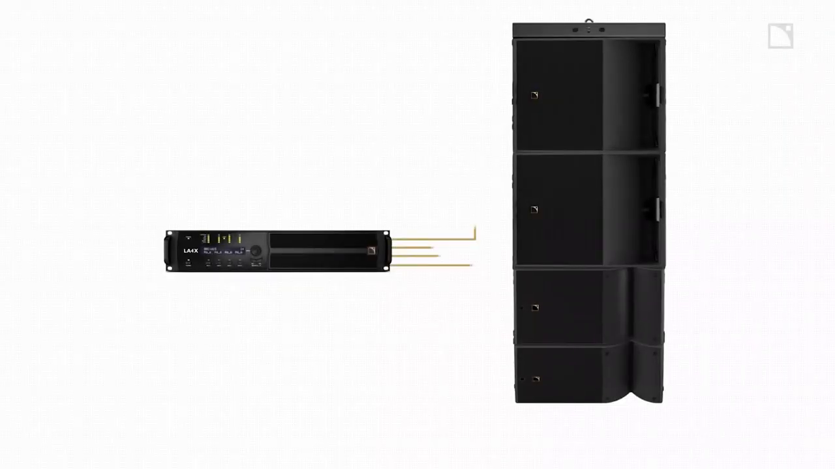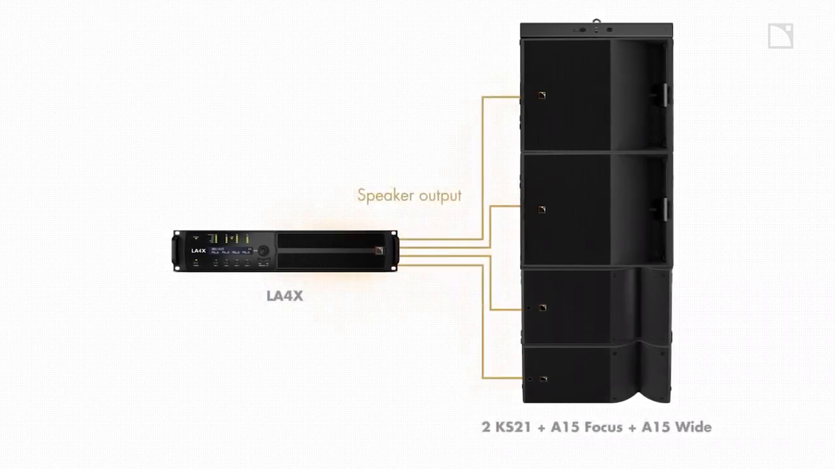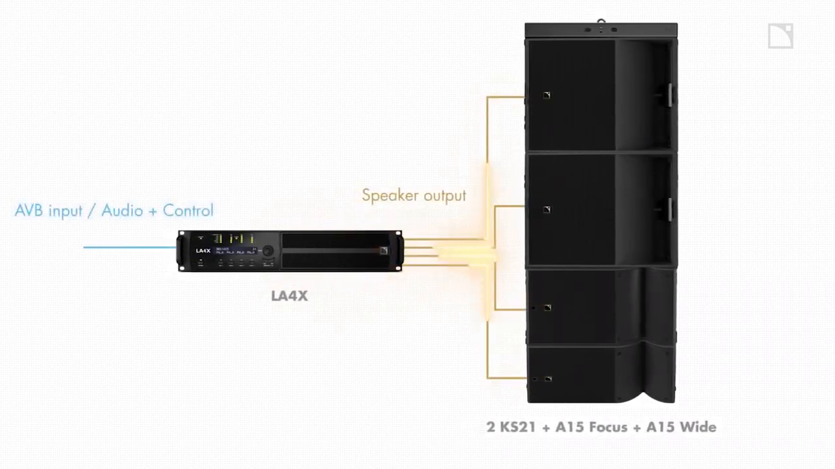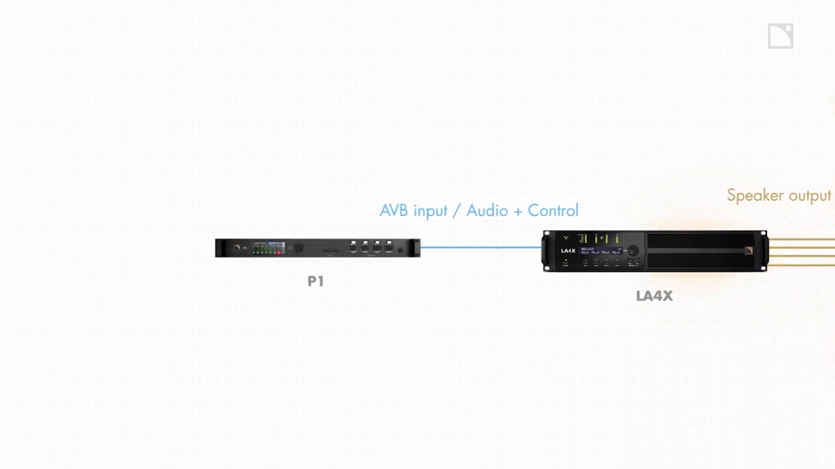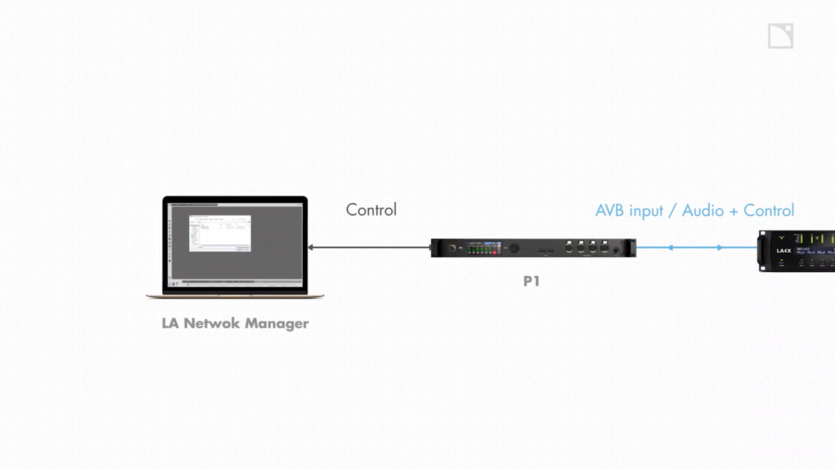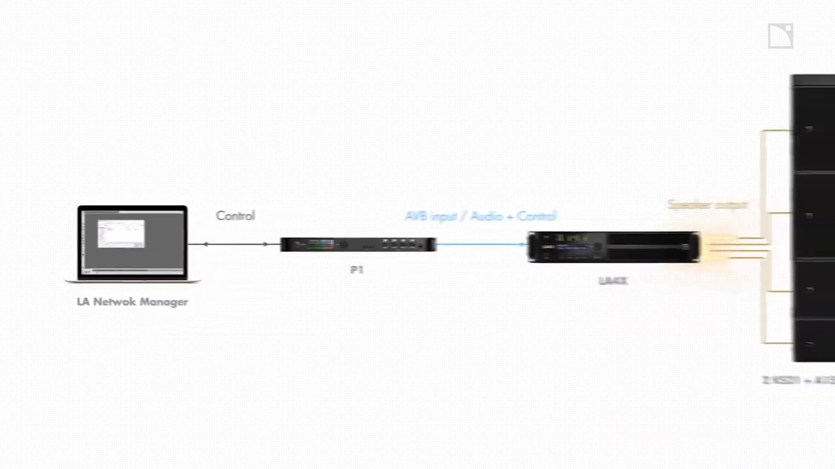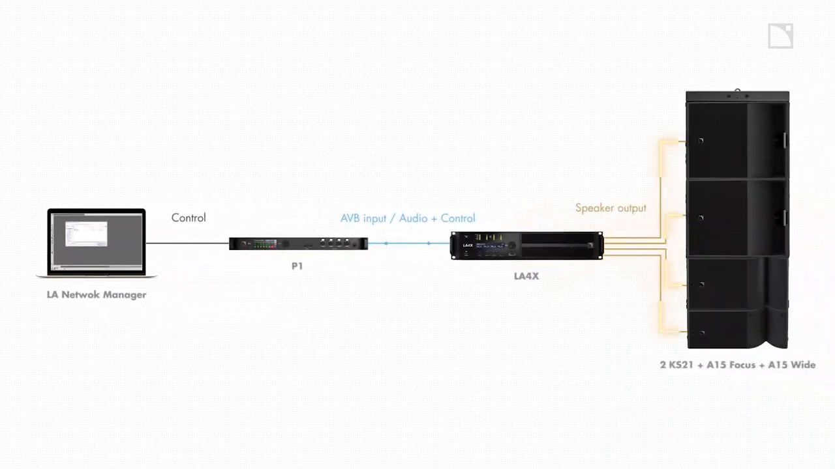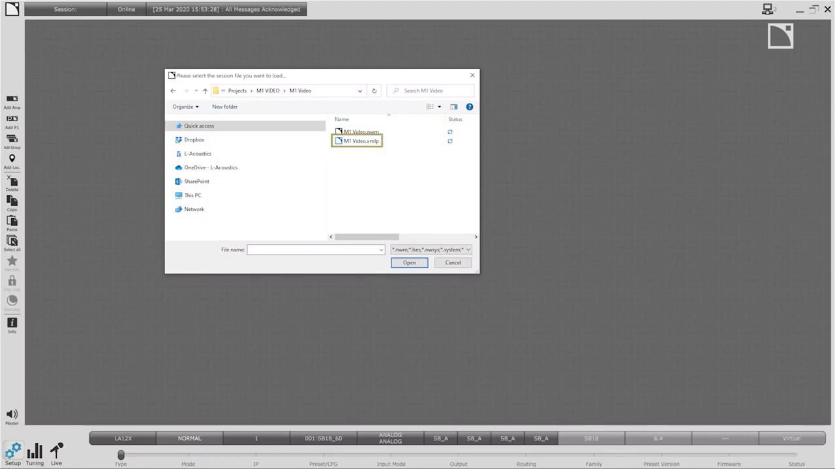The 4-channel LA4X comes integrated with a Milan AVB audio network that provides audio and control with just a single cable. The audio today is coming from the P1 AVB processor, with its integrated network switch connected to the LA4X amplified controller and my laptop running LA Network Manager 3.0. We can start in LA Network Manager by loading our design from SoundVision, or we can create a system from scratch with the connected units.